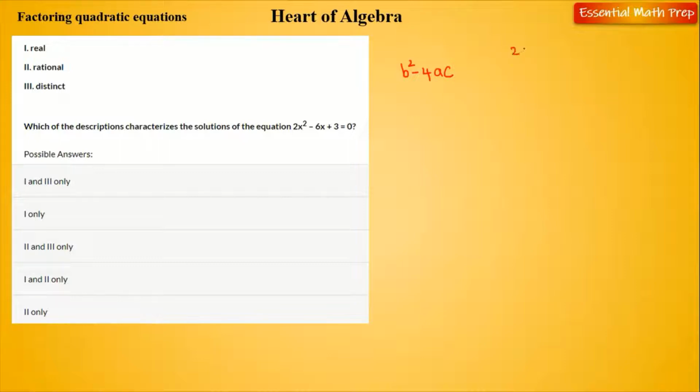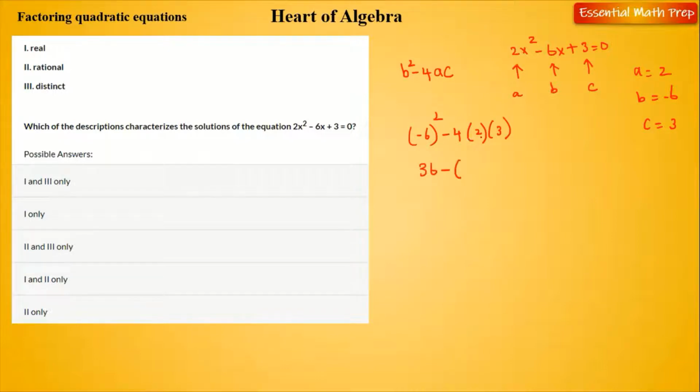So 2x squared minus 6x plus 3 equals 0 is the given equation. This is your A term, this is your B term, and this is your C term. So A equals 2, B equals negative 6, and C equals 3. So b squared minus 4ac would be negative 6 squared minus 4 times 2 times 3, right? So that will be 36 minus 4 times 2 is 8 times 3 is 24, which is equal to 12. This is called the discriminant, okay?